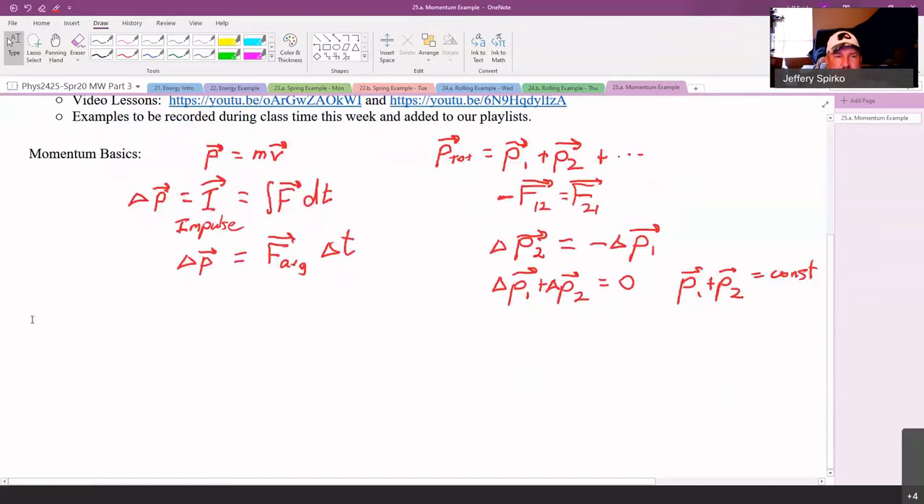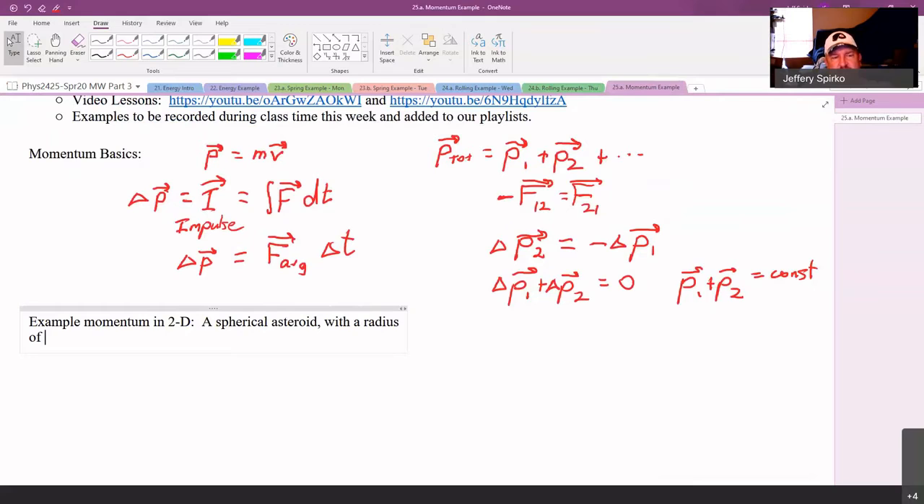So let's do an example of momentum in 2D. So I want to figure out, a spherical asteroid with a radius of, say, 500 meters, so it's a kilometer across, is moving at, let's say it's moving at 20,000 meters per second. What's a good speed for an asteroid? Yeah, that's a reasonable speed, according to my impact event search.